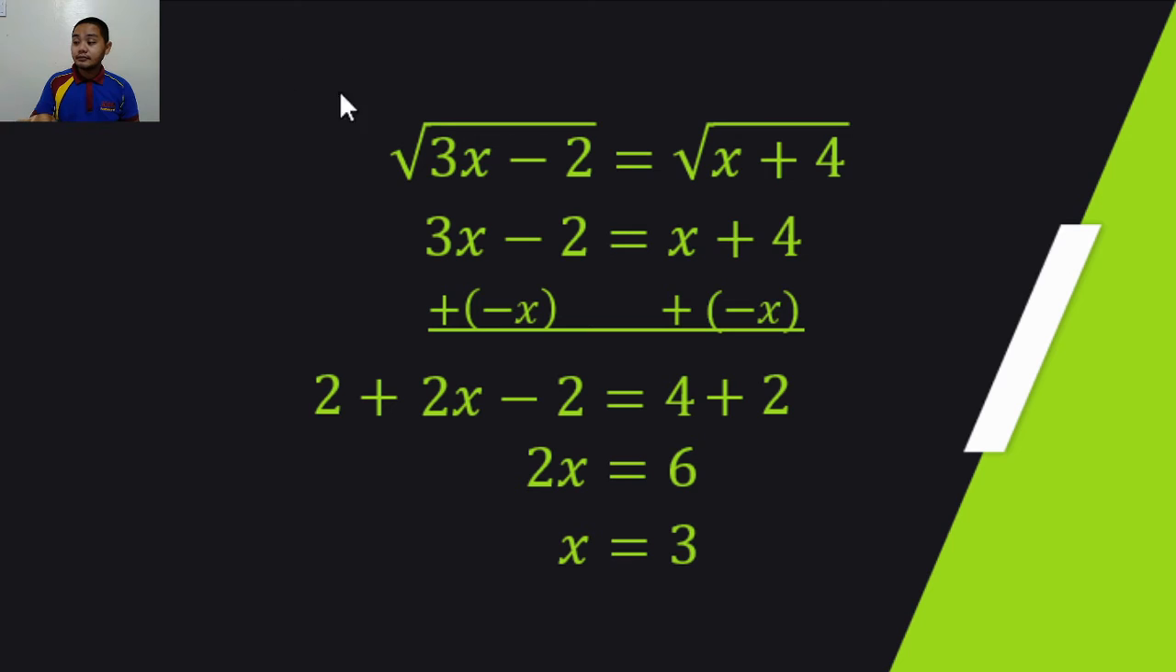Double check natin ha. 3 times 3, that is 9. 9 minus 2 is 7. So ibig sabihin, square root of 7 yung nasa left side. Dito naman, 3 plus 4 is 7. So parehas lang sila. Okay?